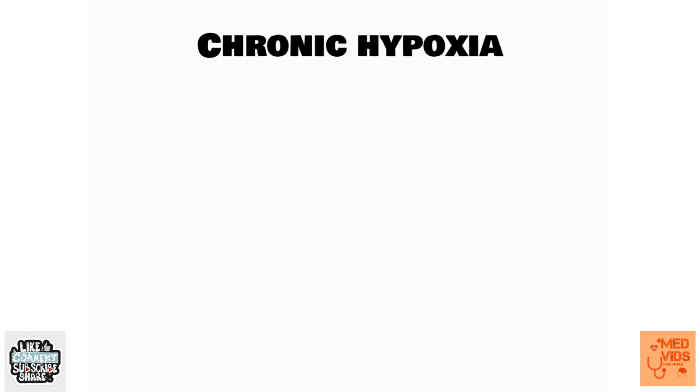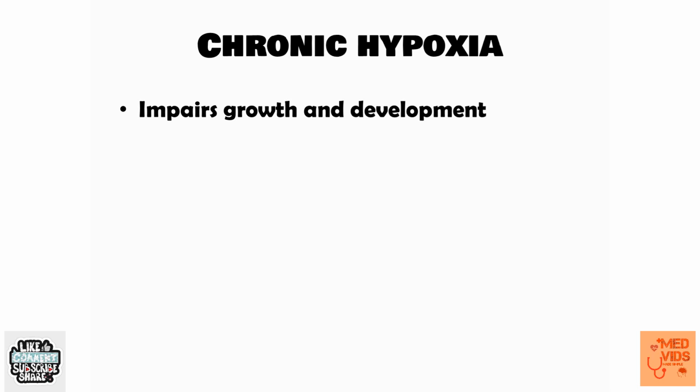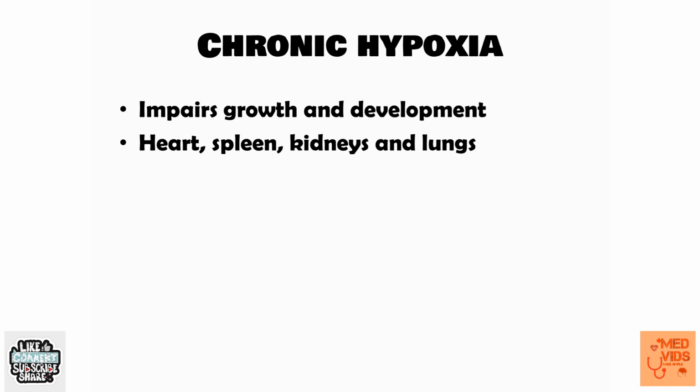So on a long-term basis, because of chronic hypoxia to all the tissues in the body, there can be impaired growth and development of the child overall. Okay, so there can be stunting, and there can be poor development of the child in all aspects of milestones. And organs like the heart, spleen, kidneys, and lungs, which are very important organs, are usually affected because of hypoxia. Okay, so the tissue perfusion is decreased because of obstruction of microvasculature, and that is a mechanism for these vital organs to get affected.